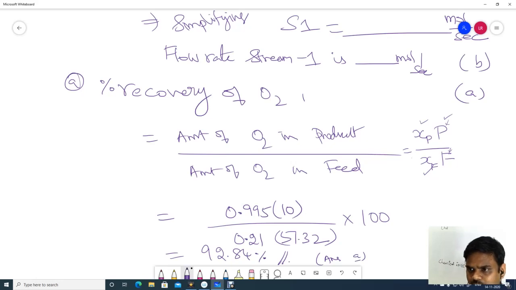So the part B answer we have already written. What is the flow rate of stream 1? Flow rate of stream 1 is 24.23. Here it is 92.84. So that is the answer for this question.